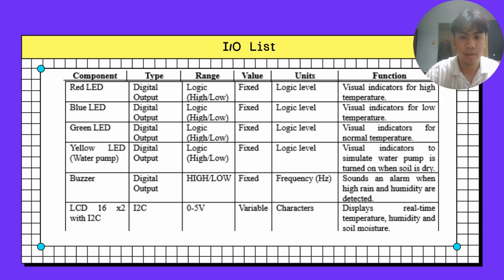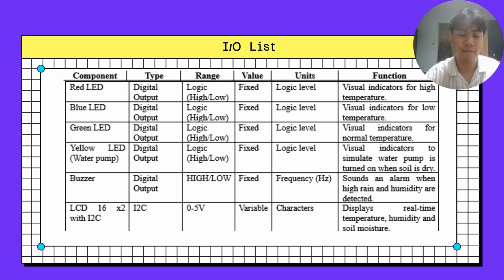So move on to the next output, which is red LED, blue LED, and also green LED. All of these three type colors of LEDs are digital output with the range of high and low with fixed value. The unit is logic level. Their function are as visual indicators for high temperature, low temperature, and also normal temperature. While we have yellow LED that act as a visual indicator for water pump. Also digital output with the range of high and low.